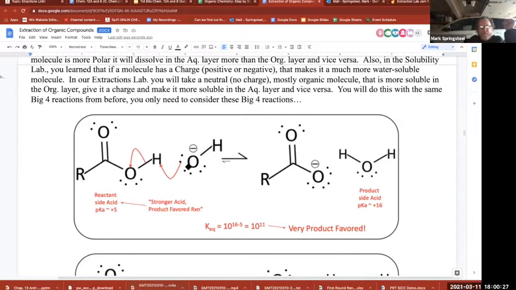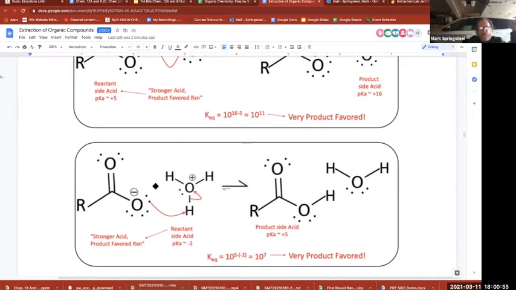And so when we have a carboxylic acid, the sodium hydroxide is great at deprotonating it, right? Because the pKa of the acid is about 5, 16, very product favored, 10 to the 11. So if you have a carboxylic acid in an organic layer, and you want to get that into the aqueous layer, you can deprotonate it, and then it'll go into the aqueous layer. Then you separate out your aqueous layer, and you could add hydronium, an acidic aqueous solution, and protonate it back and make it organic again and make it go back into the organic layer. And this is very favorable as well, 10 to the 7.